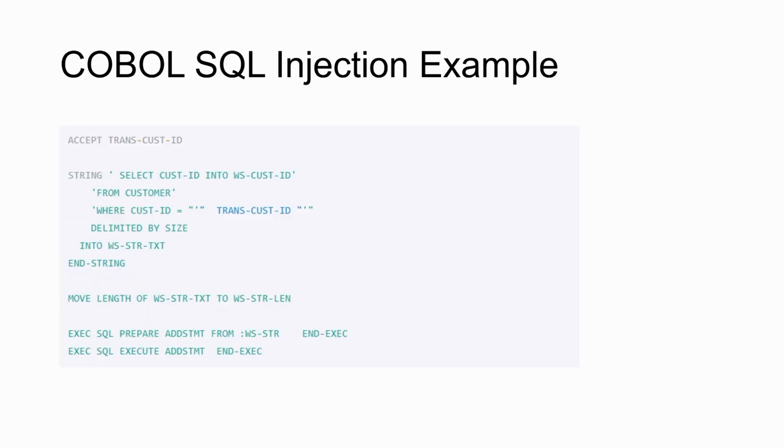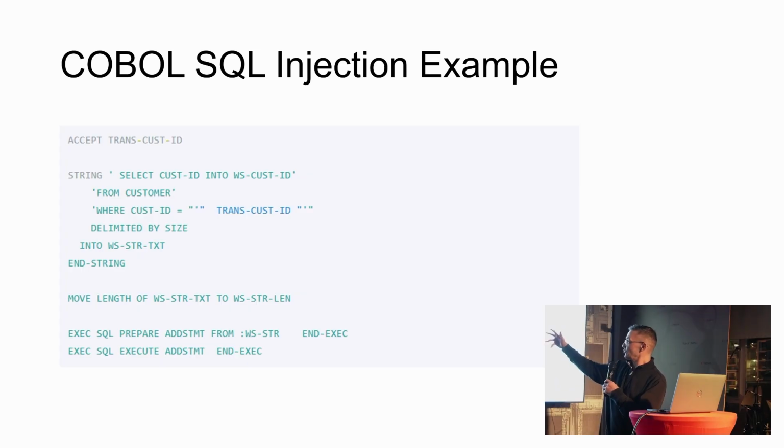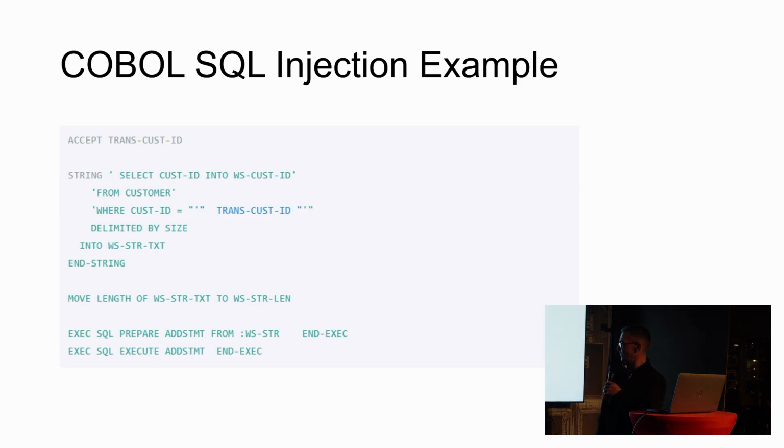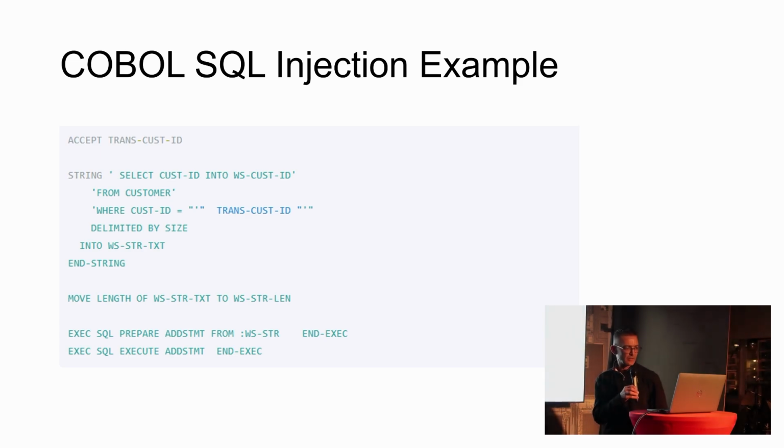The COBOL SQL injection example here is eerily familiar to anyone who's ever looked at PHP. It's got this transcust ID variable being placed in the middle of a dynamically built SQL string. And so anything placed in there could cause issues.